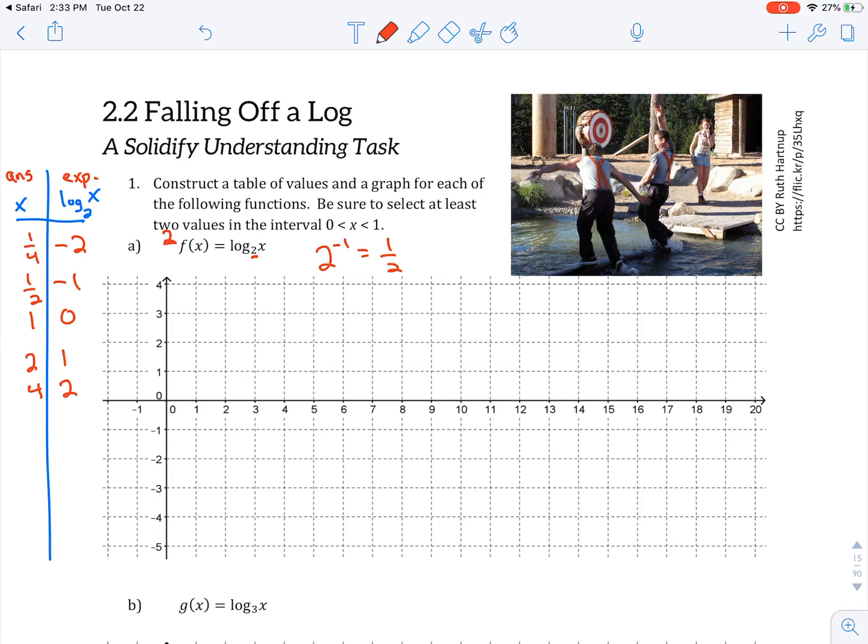So when I graph these, I'm going to go 1/4 over, barely at all, and 2 down. Then I'm going to go a half over and 1 down, 1, 0, 2, 1, and 4, 2. And we could do one more. You could do 8, 3 as well. So here is the graph of this logarithm, okay? It's going to come up like that, all right?